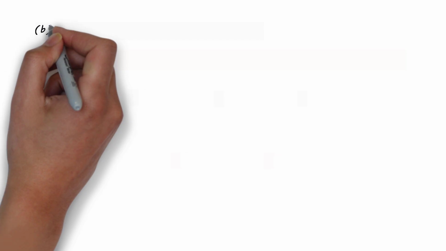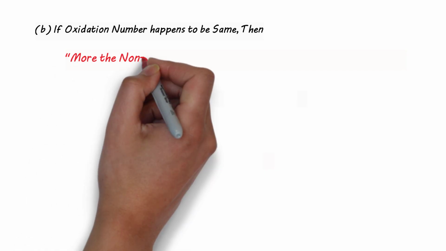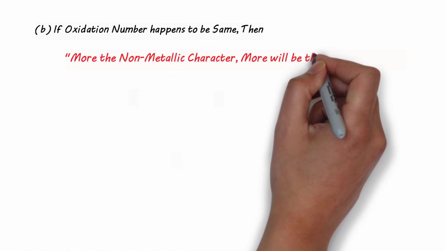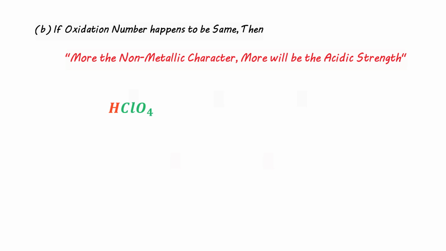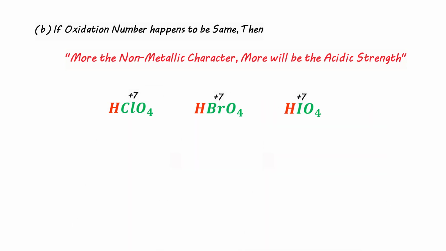Now, if the oxidation number happens to be the same, then more the non-metallic character, more will be the acidic strength. For example, on comparing perchloric acid with perbromic acid and periodic acid, as the oxidation number is the same and down the group non-metallic character decreases, so does the acidic strength. In the same way, we have sulfuric acid and selenic acid. They have the same oxidation state of +6, but down the group again non-metallic character decreases, so does the acidic strength. I hope you understand this.